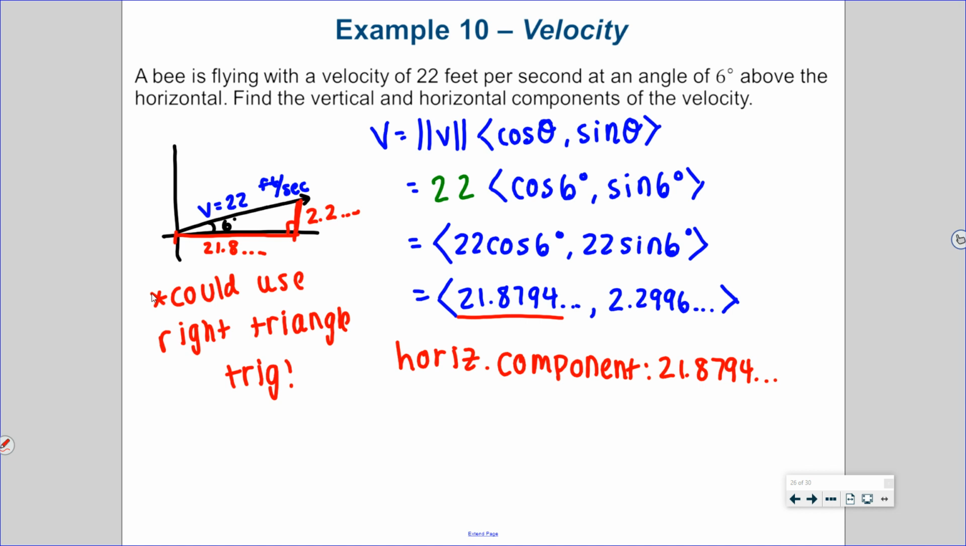So since we let these represent feet per second, this would also be in feet per second, since that's what we defined our magnitude of our vector. And then the vertical component.